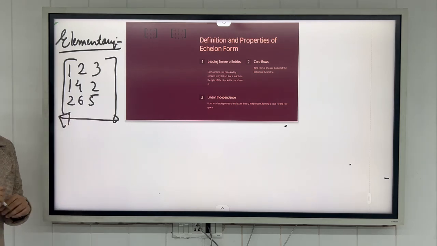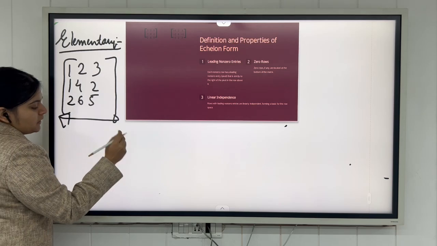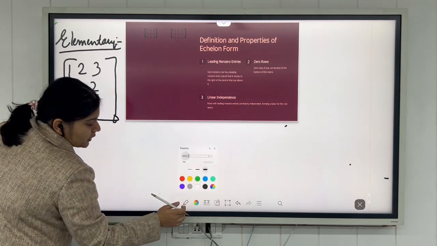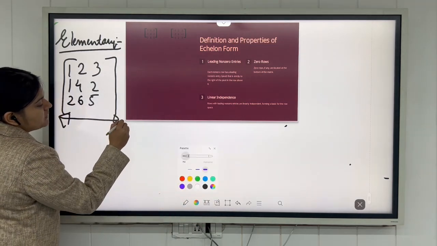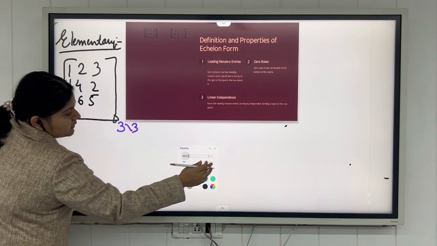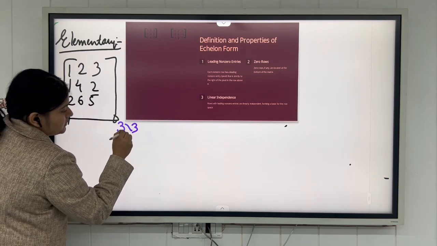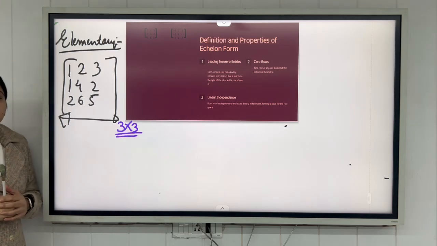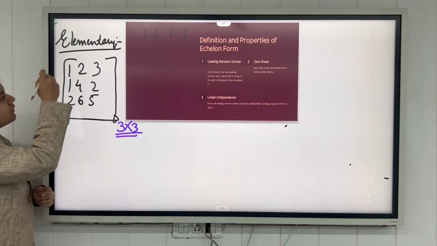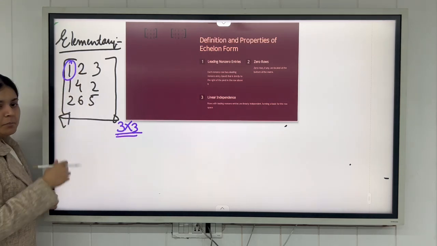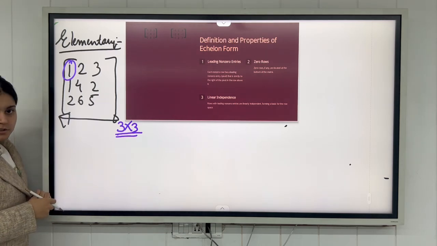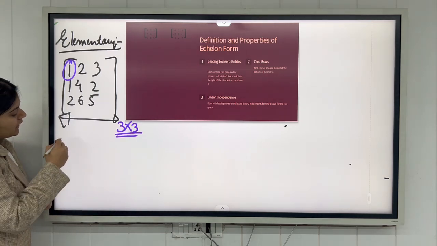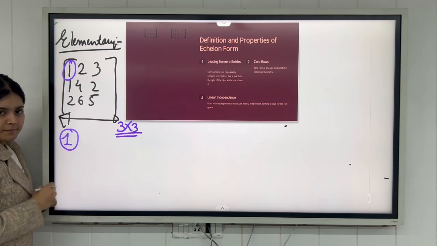If I need to find out the rank of this matrix, first of all I must be aware of its order. Now you can figure out that its order is 3 by 3. As you can see, we have 3 rows and 3 columns, right? The first point that you need to keep in mind is that the first row, first column element should always be 1.